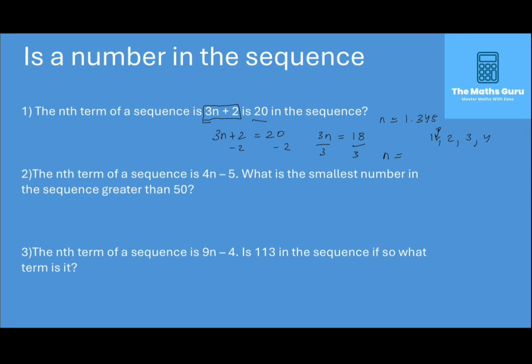And then, okay, so yeah, n is equal to 6, sorry for that. So then we know that 20 is in our sequence, and in fact, it is our sixth term in the sequence. Looking at number 2, the nth term of a sequence is 4n minus 5. What is the smallest number in the sequence greater than 50?